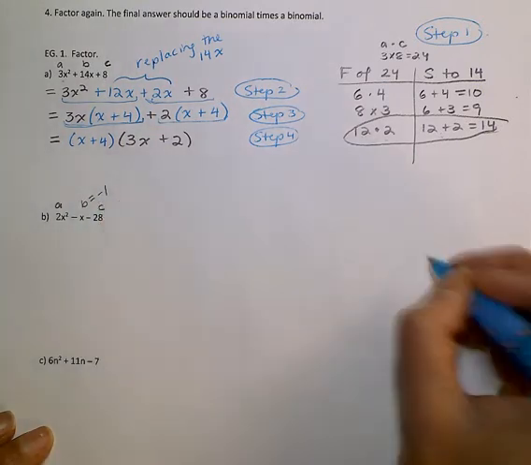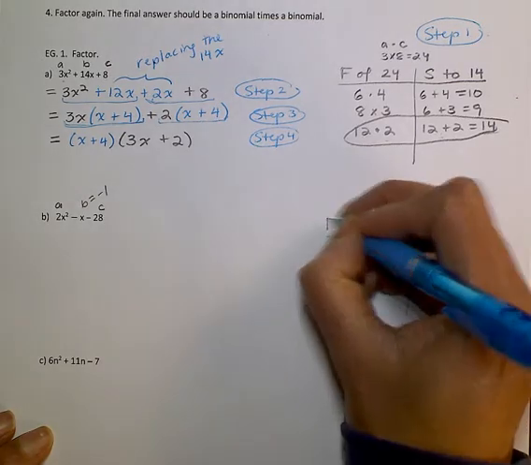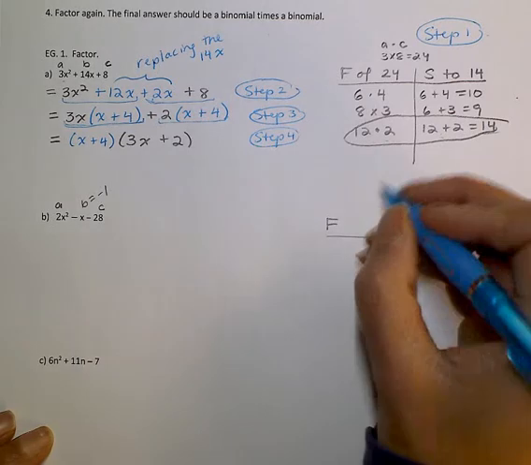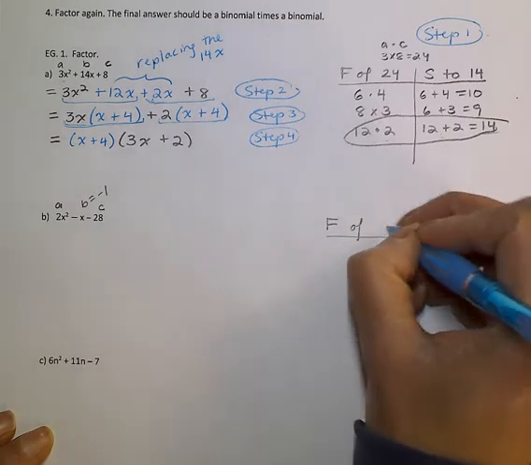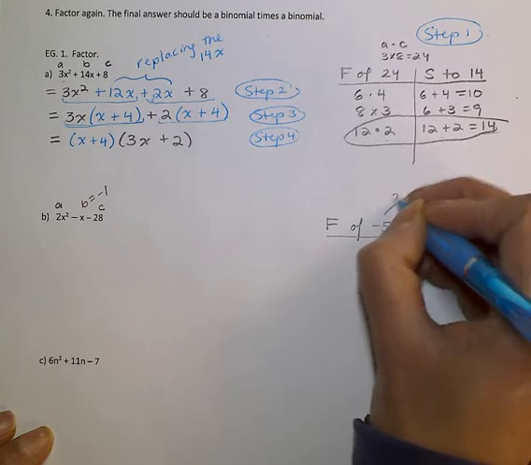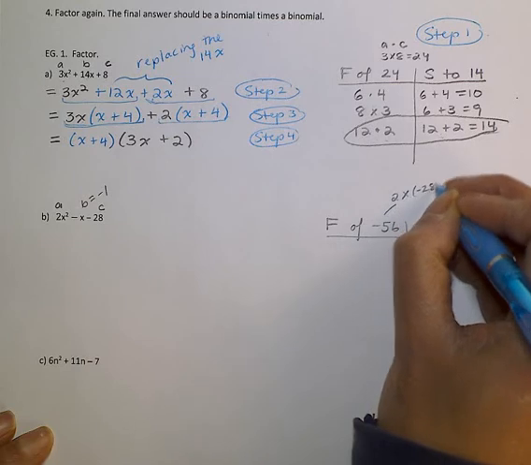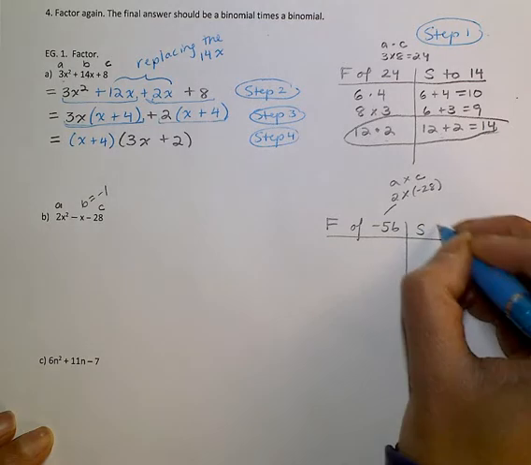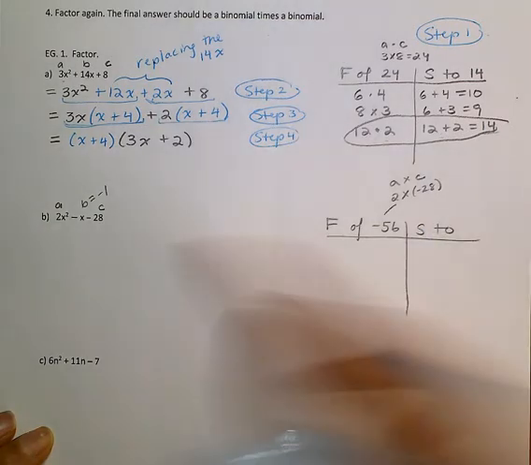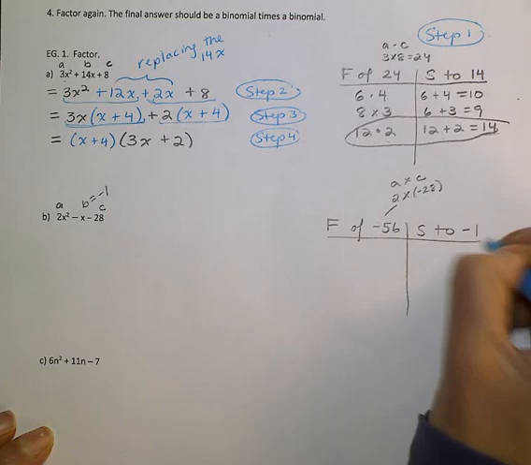So I'm going to make my chart. In my chart, I'm looking for factors of 2 times negative 28. 2 times 28 is negative 56. Okay, so again, I get that number by multiplying 2 times the negative 28, because that's A times C. And that needs to add up to B. So B is not negative x. It's the coefficient of the x term, which is negative 1.